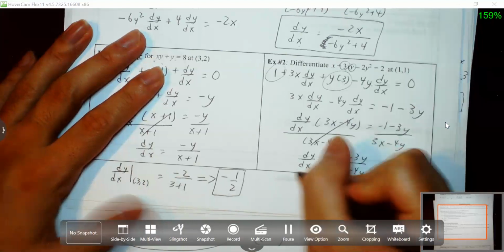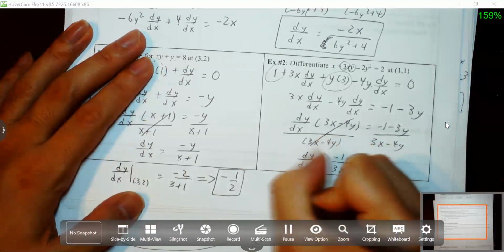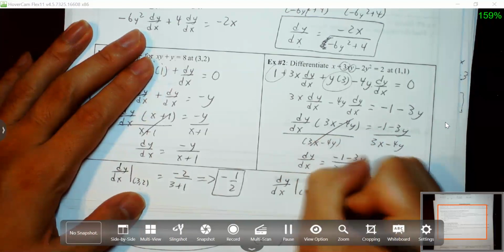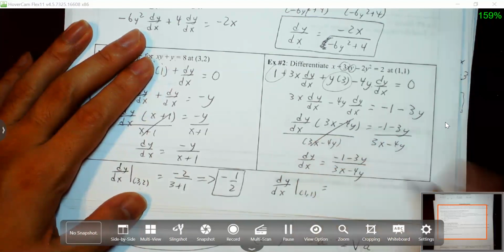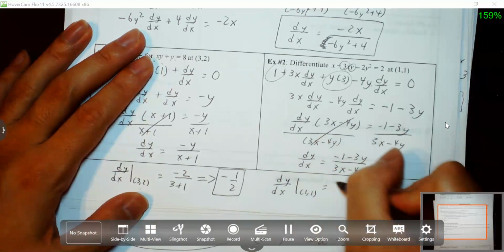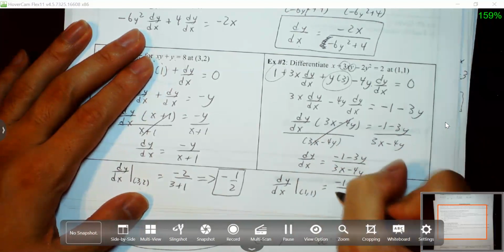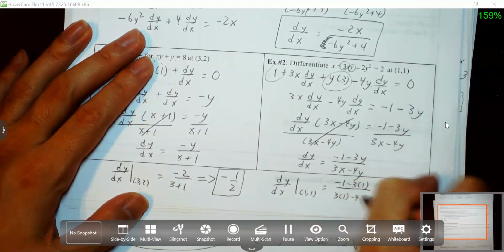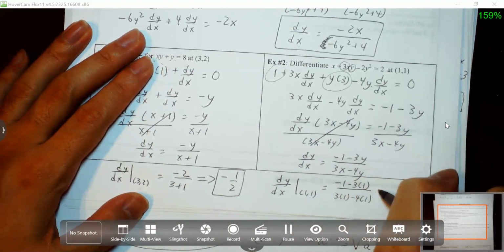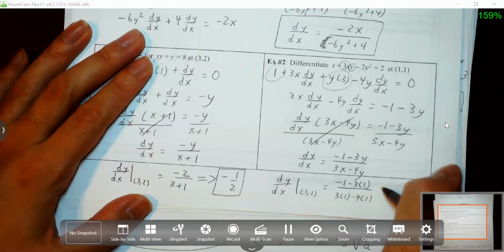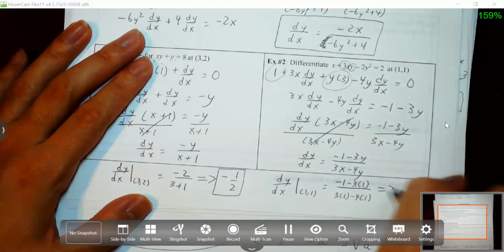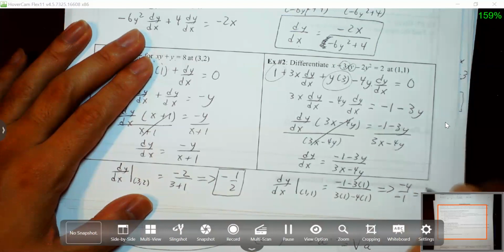Now, if I want to find the derivative at (1, 1), this is going to be equal to (-1 minus 3 times 1) over (3 times 1 minus 4 times 1). And that's -4 over -1, which equals 4.